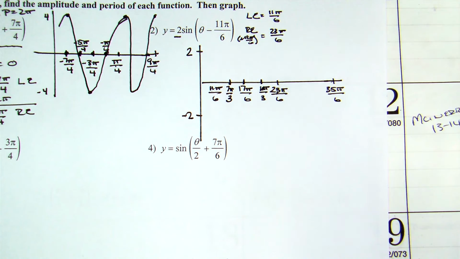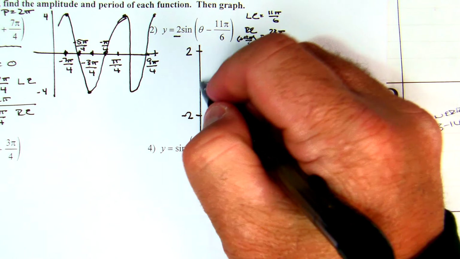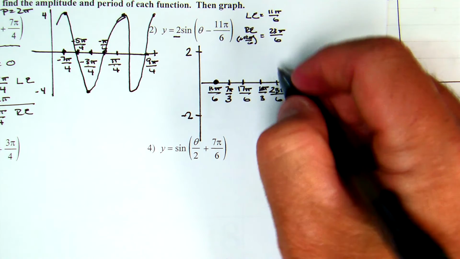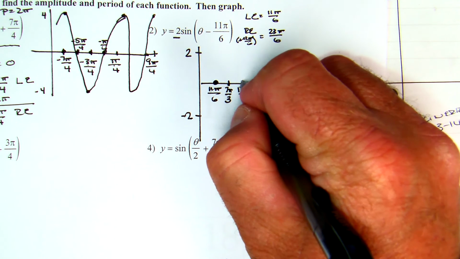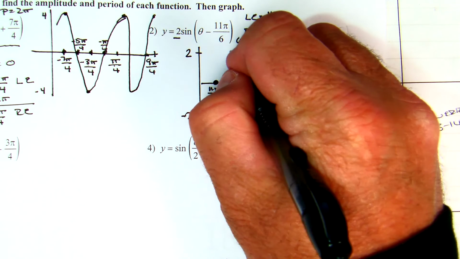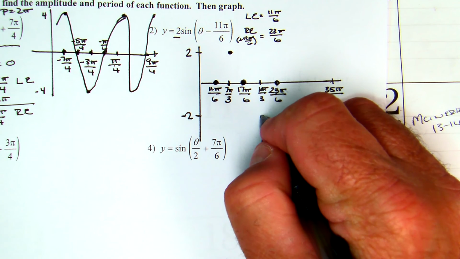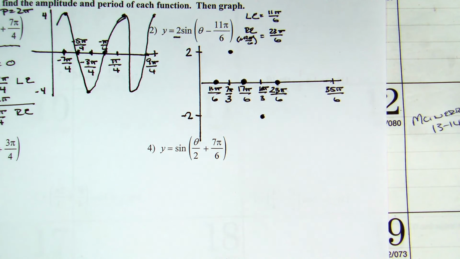When I do the math, sine, remember, starts at 0, ends at 0, halfway through is at 0. First quarter point, which in this case is 7 pi over 3. Third quarter point, negative 10 pi over 3.